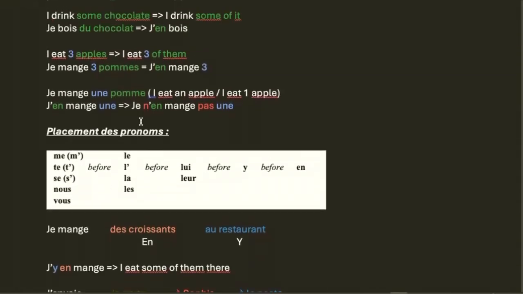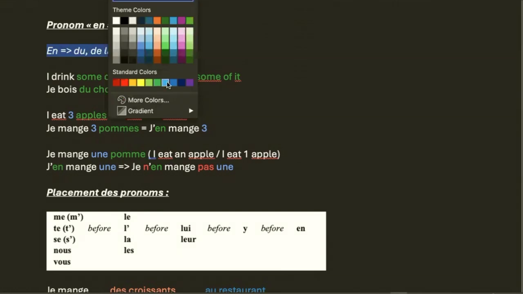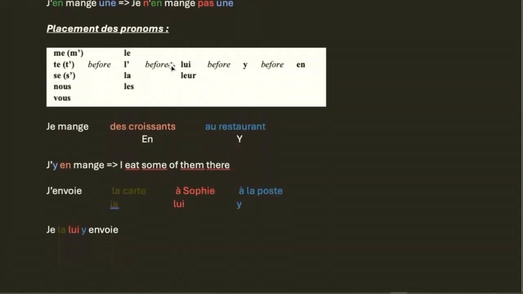Okay? So, pronoun en. I use en to replace du, de la, de l', des, or a number. I'm going to put that in italic, and in green. Okay? And then I have all of my pronouns. What's the order? Me, te, se, nous, vous. Then le, l', la, les. Then lui, leur. Then y, then en. As you can see, je la lui y envoie.